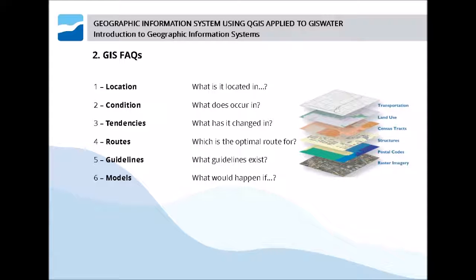What questions can be answered with a GIS? Well, localization issues. What is at this place, what condition? Where does it happen to be? Trend changes in this area of territory. Route. What is the optimal way to get to this place? Guidelines. What guidelines exist on this particular subject? Or model: what will happen if we change this data, analyze information, and so on.